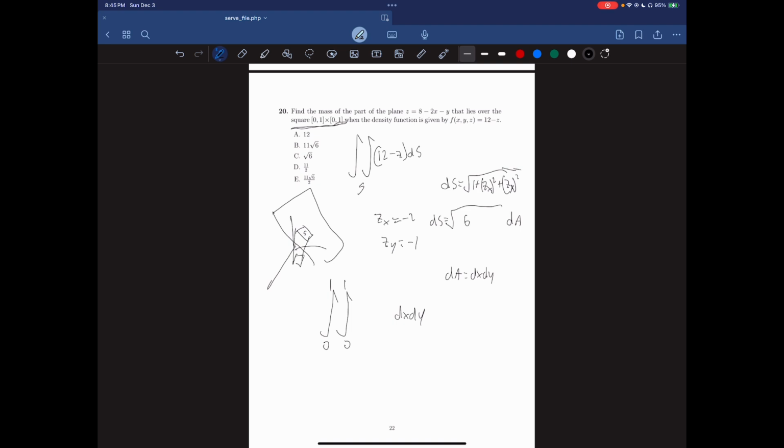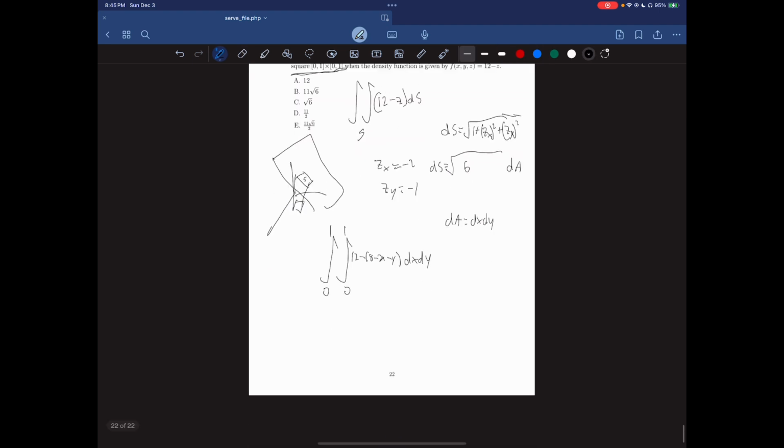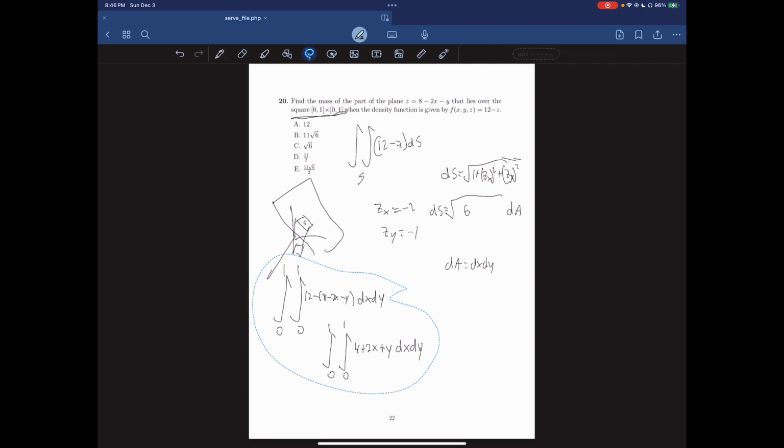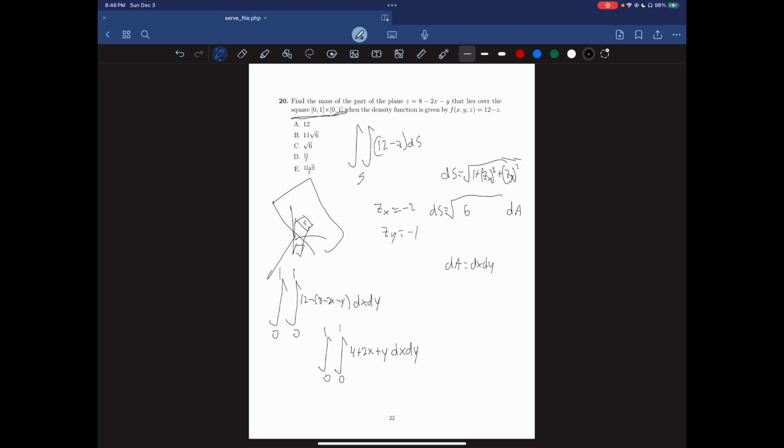So really we're going to have 12 minus z, so 12 minus 8 minus 2x minus y. And if we simplify that, from 0 to 1, we get 4 plus 2x plus y dx dy. I'll get rid of that for now because we're done.